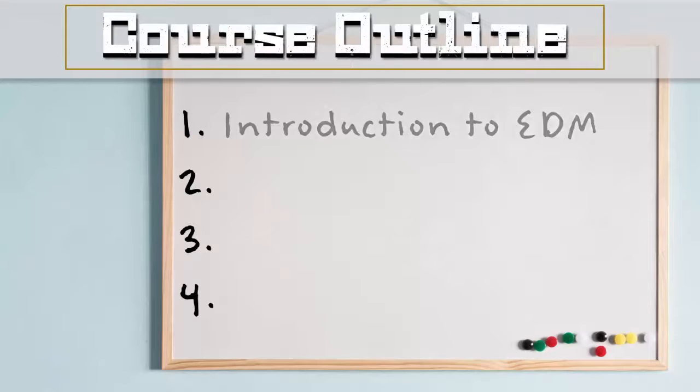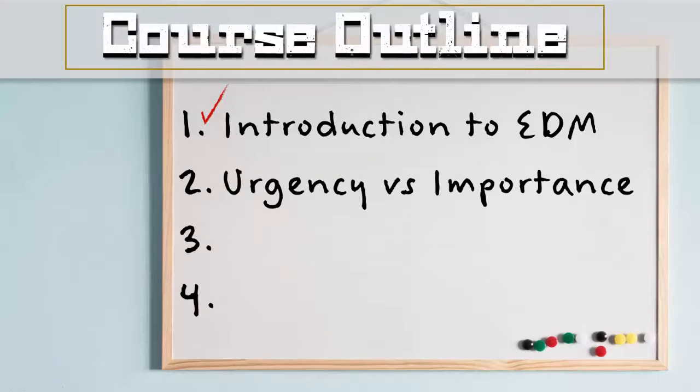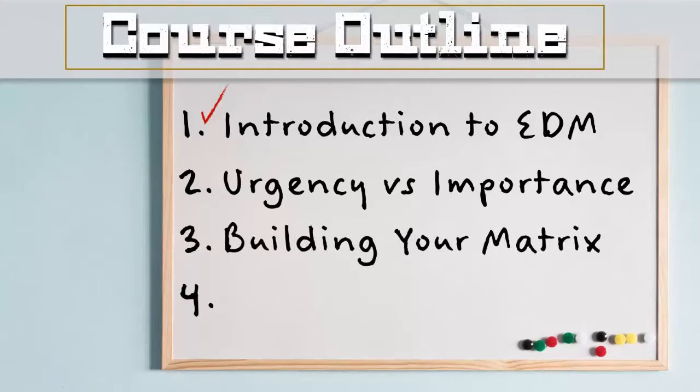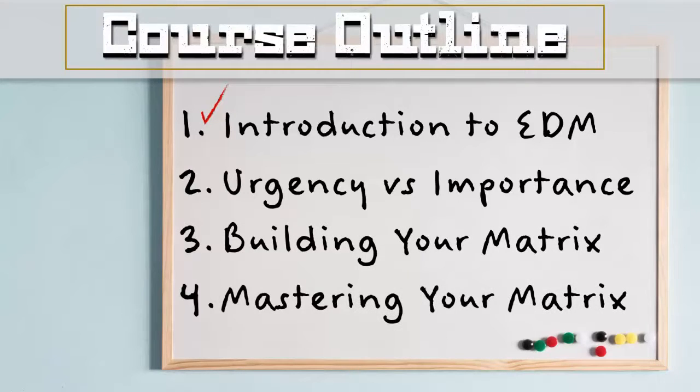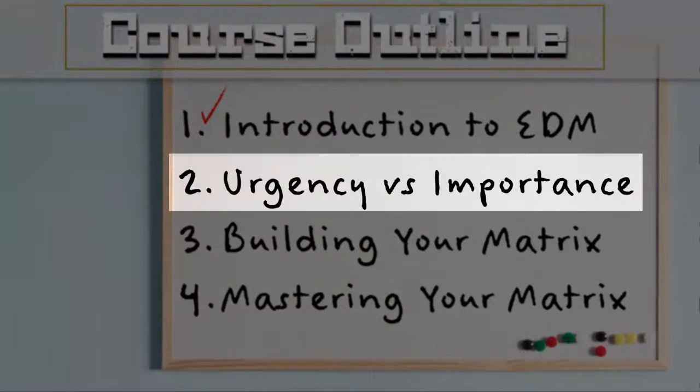Now that you've been introduced to the Eisenhower Decision Matrix, or EDM for short, and you understand why you might use it, you'll need to learn how to use it. Specifically, you'll need to understand the difference between urgency and importance, learn how to build the matrix to organize your tasks, and develop a system for using this consistently for long-term success. In our next video, we'll tackle the topic of urgency versus importance. We'll define these terms and discuss why we even need to know the difference.